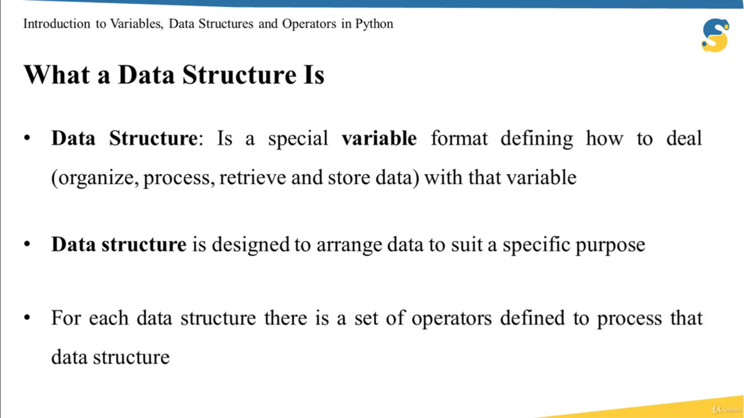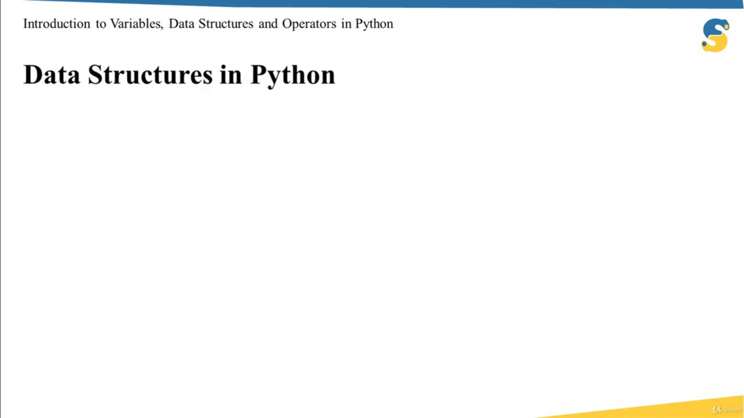Also, for each data structure, there is a set of operators defined to process that data structure. And keep in mind that one operator could be common between multiple data structures. And for each one of these data structures, it could have a different job. Now let's see what the data structures available in Python are.